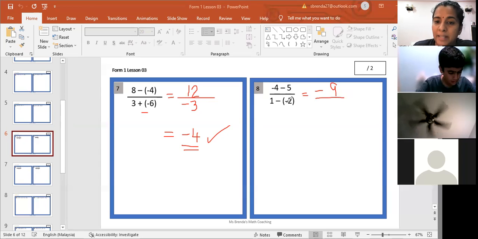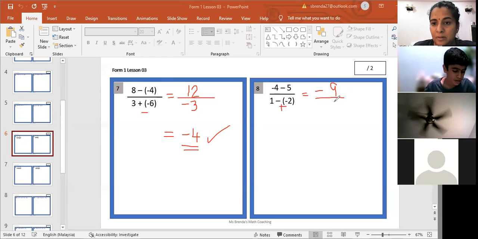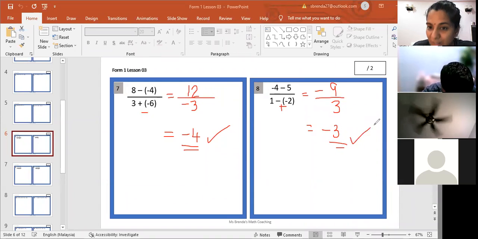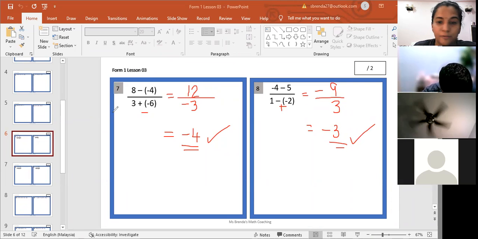Now, what is 1 minus -2? 1 plus 2. 3. 3, correct? And now, negative divided by positive, your answer is going to be negative. 9 divided by 3? -3. Can do now? So just now your face went all like that. So now you see it's not that difficult.